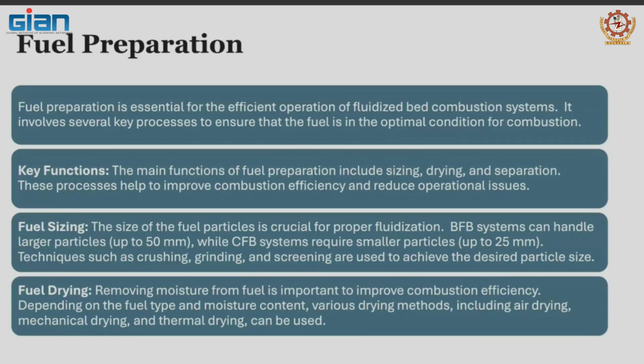So the next thing is, I'm going to go through this a little quickly, and I'm going to use it as a tutorial example for you to see how we use these as part of our design of a system. So, fuel preparation, as I said, is a challenge and is essential for successful and efficient operation of the combustor. These are key processes that we need to make sure are optimized. Sizing is important.